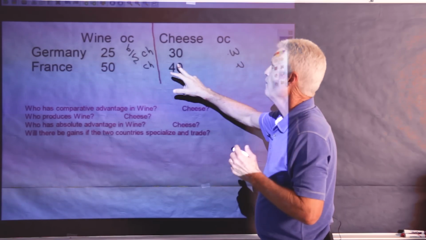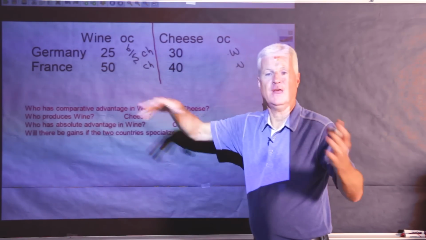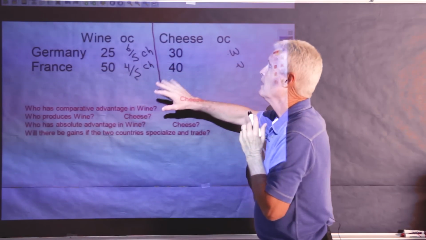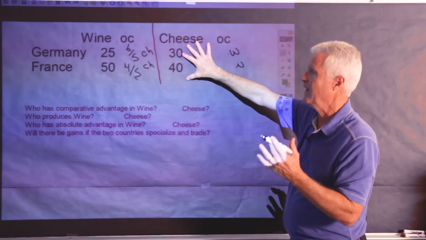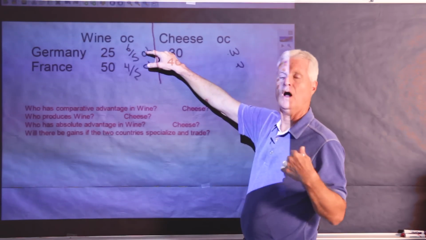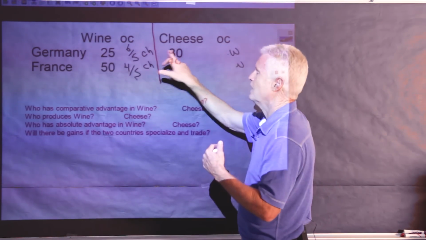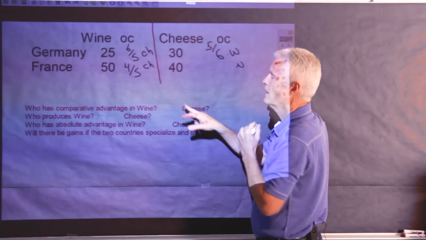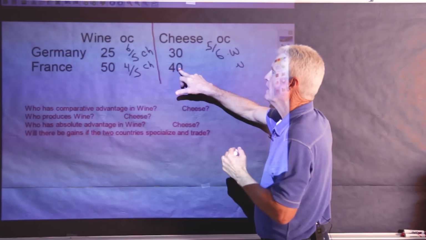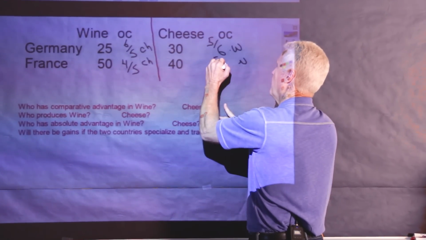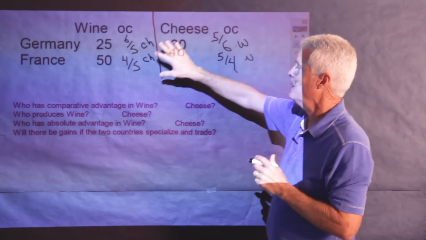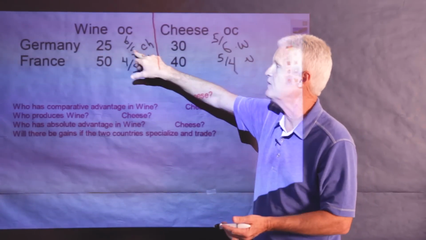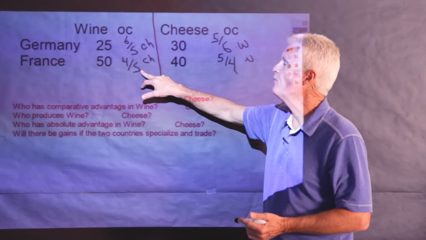For France, 40 over 50, that's 4/5. 4 over 5. Now I come over, I want to talk about cheese. Same thing, Germany, opposite over adjacent, 25 divided by 30 is 5 over 6, and 50 over 40, that's 5/4. Okay? In other words, if Germany has to give up 6/5 of a cheese, so a little more than one cheese, to get a wine, France has to give up 4/5.